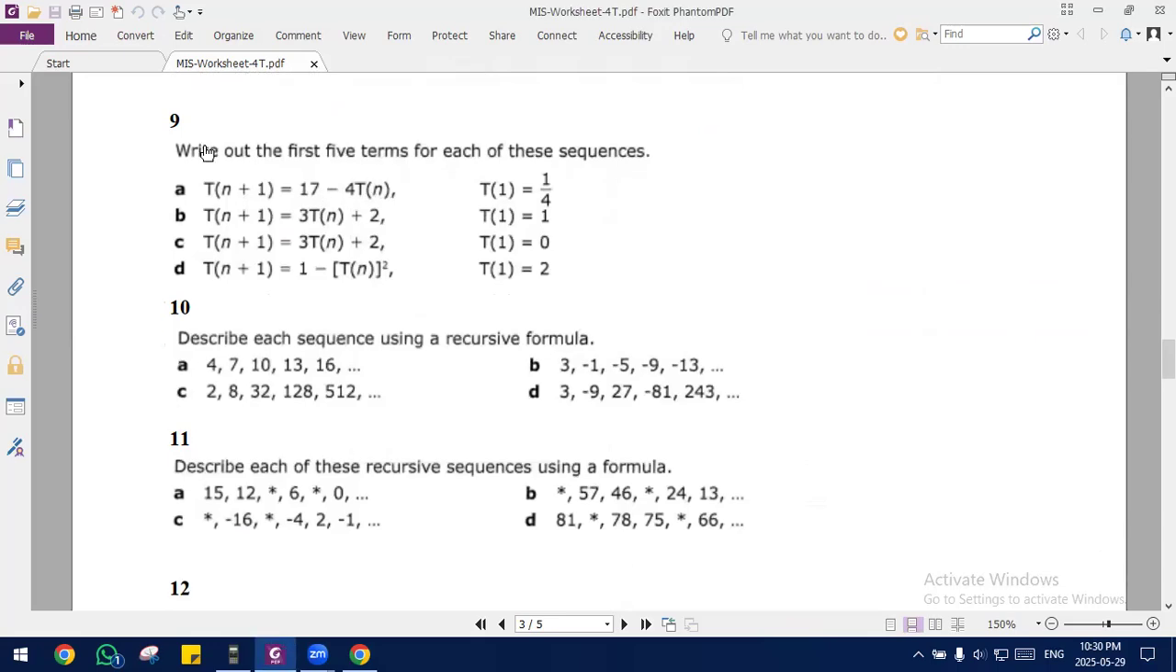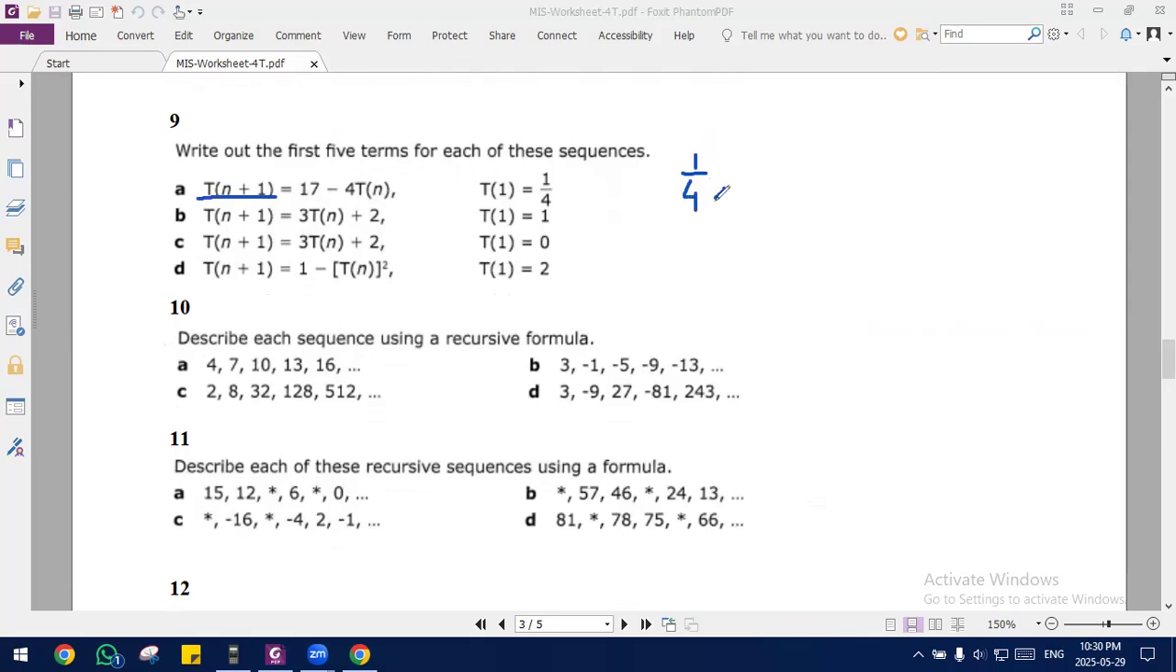Question 9. Write out the first 5 terms of each of these sequences. Okay. So they gave me the formula to find the next term. Tn plus 1 means the next term. What is it equal to? It's equal to 17 minus 4 times the first term. So the first term should be given. Where is it? It's here, 1 over 4. Now, the first term is already given, 1 over 4.